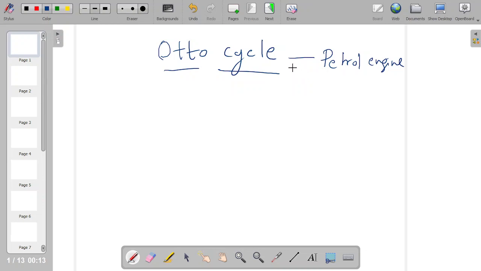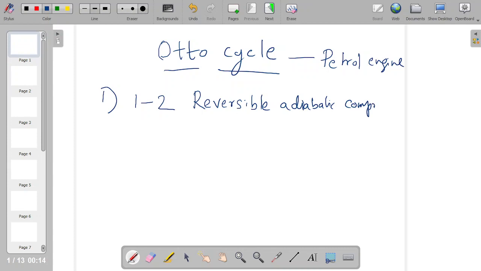So the four processes in Otto cycle are: first one, that is process from 1 to 2, from state 1 to state 2, is reversible adiabatic compression. Reversible adiabatic compression. So the air is compressed to a high pressure, its volume decreases and temperature increases. Then second one is heat addition. So in petrol engine, heat addition is done at constant volume.